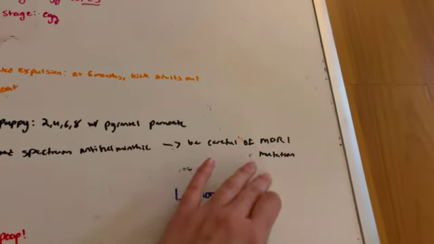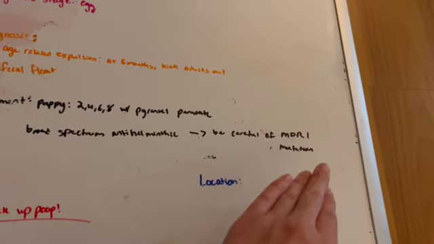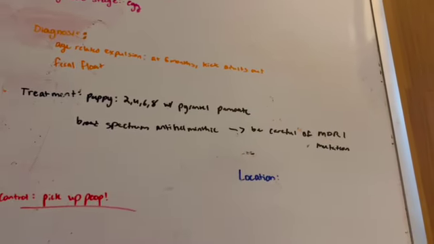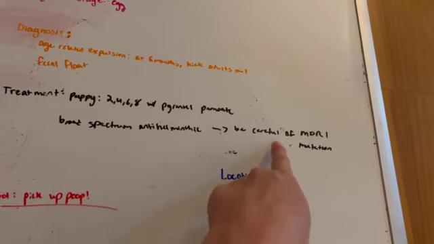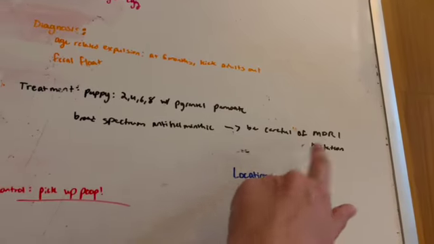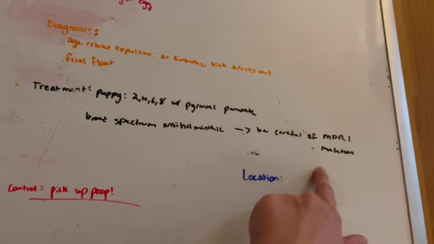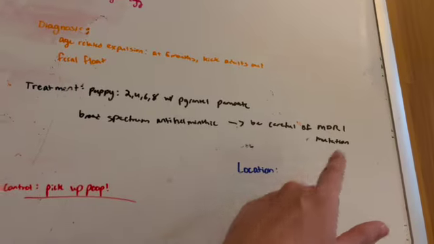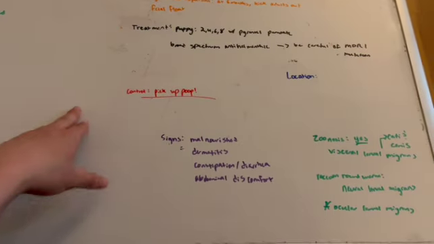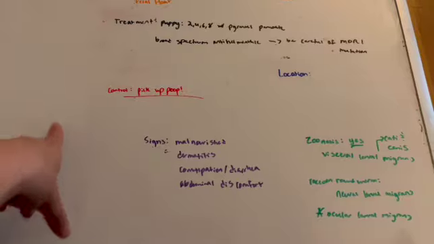I had a note here with roundworms to be careful of the MDR1 mutation that we learned in genetics. My boyfriend actually breeds collies, and he talks about how they have to avoid certain medications because of this. So you just have to be careful with using ivermectin and those kinds of things with your collies and your border collies. Control with really all of these is going to be pick up your poop.